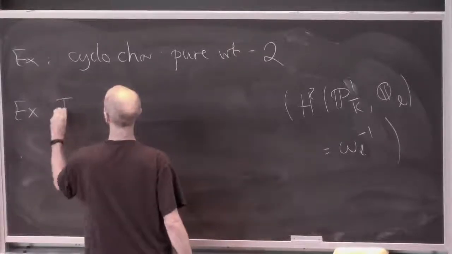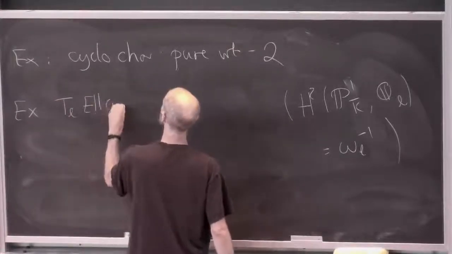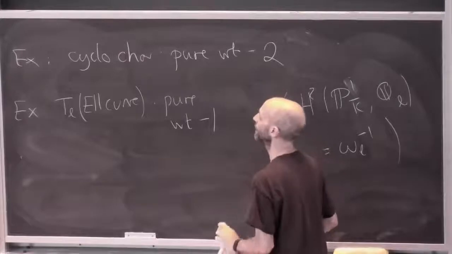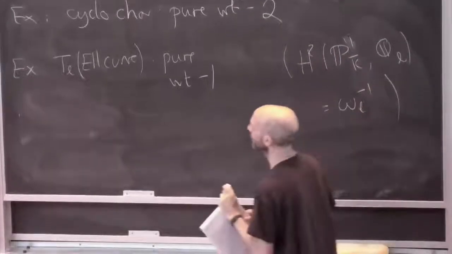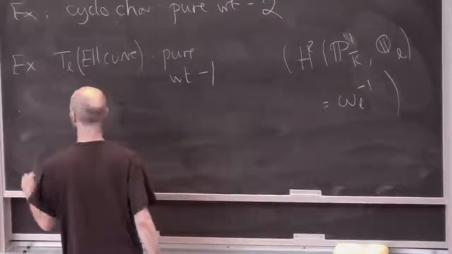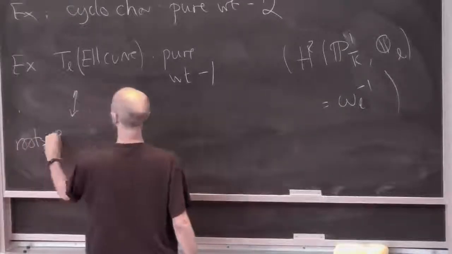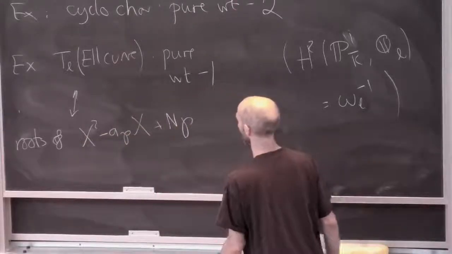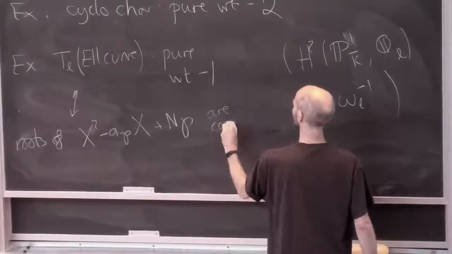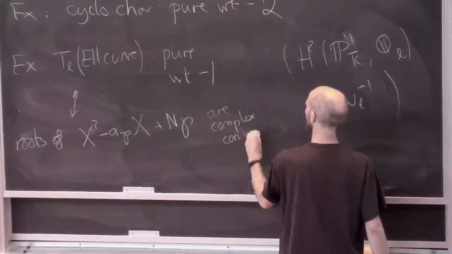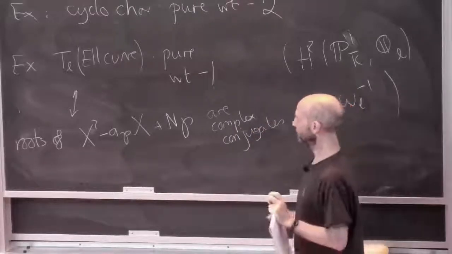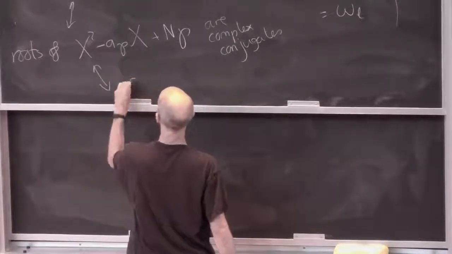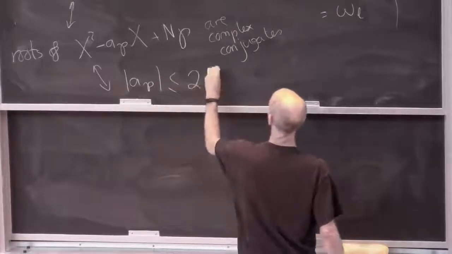Here's an interesting thing. The Tate module of an elliptic curve is pure of weight minus 1. So what does that actually mean? This says the roots of x squared minus a_p x plus the norm of p are complex conjugates, rather than being real unrelated numbers. And that's if and only if a_p is at most 2 root the norm of p.